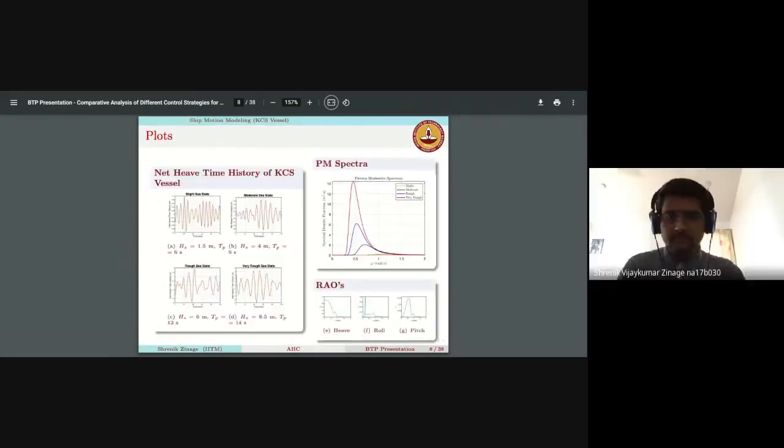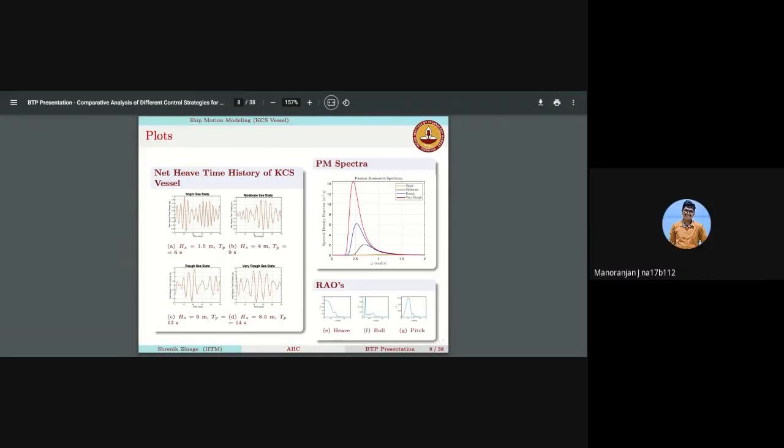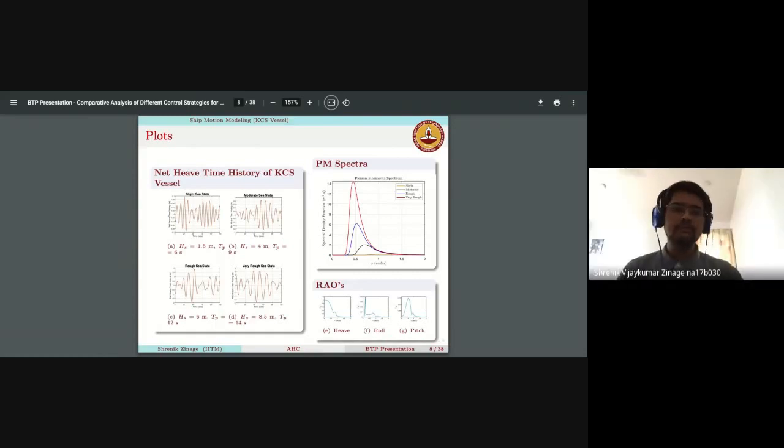I have another question. How was this wave environment generated? Is it a unidirectional wave? Yeah, it's a unidirectional wave, and all the study that I've done over here is for a wave incident angle of 135 degrees. The reason I took 135 degrees is I wanted the ship to experience all 3 degrees of freedom of motion so that we can get a clear picture.